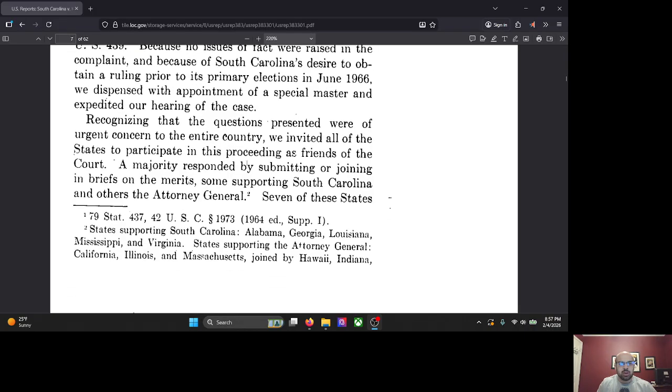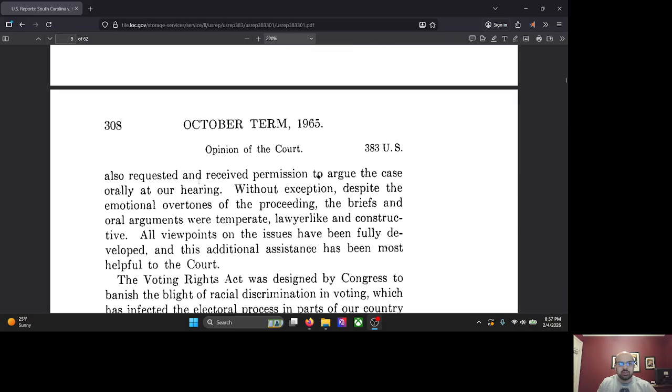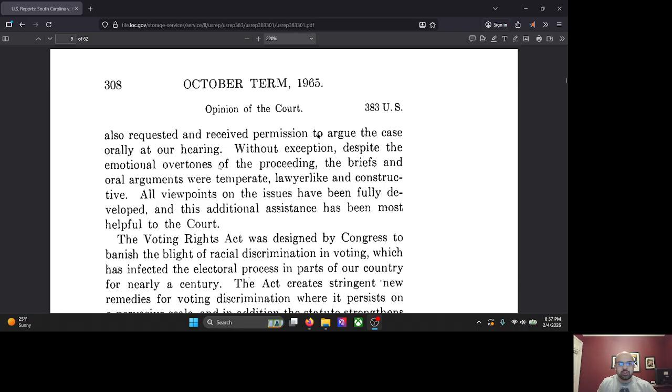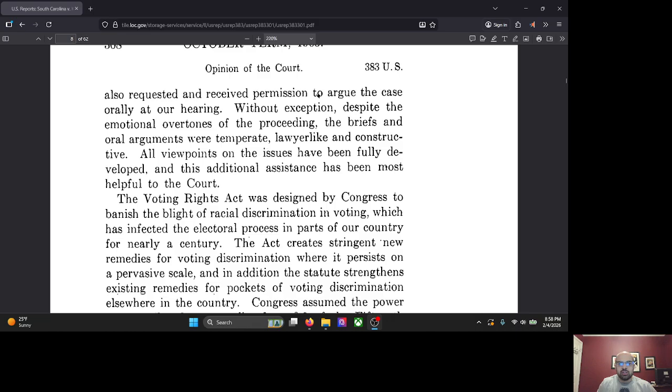A majority responded by submitting or joining in briefs on the merits, some supporting South Carolina and others the Attorney General. 7 of these states also requested and received permission to argue the case orally at our hearing. Without exception, despite the emotional overtone of the proceeding, the briefs and oral arguments were temperate, lawyer-like, and constructive. All viewpoints on the issues have been fully developed, and this additional assistance has been most helpful to the court.